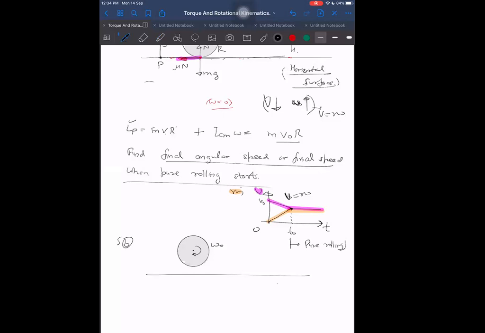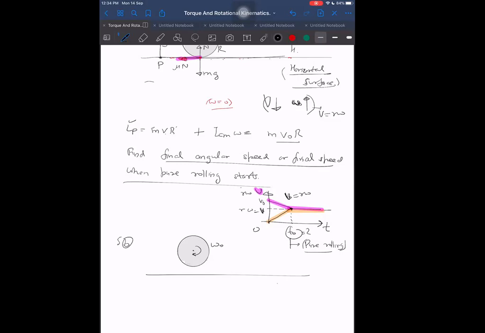So they can ask this thing also: at what time t0 does the pure rolling start? Or they can ask what is the final angular velocity, or final velocity vf, or whatever you want to call the final one. Let us call it v only maybe. And the final angular velocity, final omega, what it is, they want to find that. Can we find it? Yes, we can find.